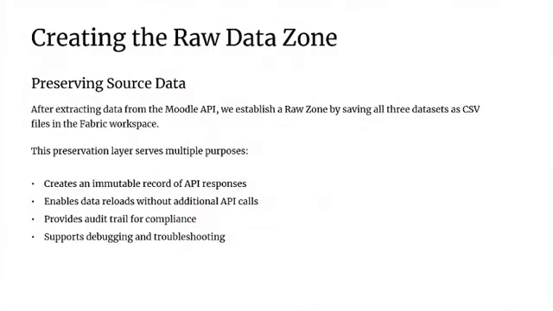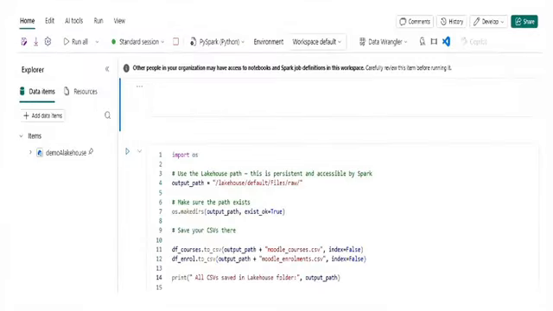After extraction, we preserve all datasets, users, courses, and enrollments, as CSVs in Fabric's raw data zone. The raw zone ensures data integrity, supports auditing, and allows reloads without repeated API calls, creating a strong foundation for further transformation. Here's how the CSVs are stored and organized in Fabric's workspace.